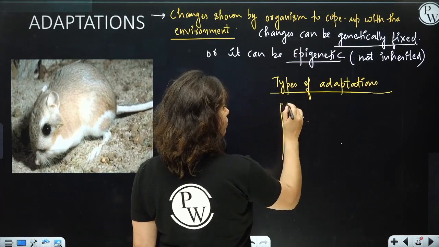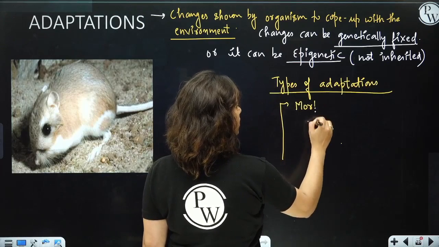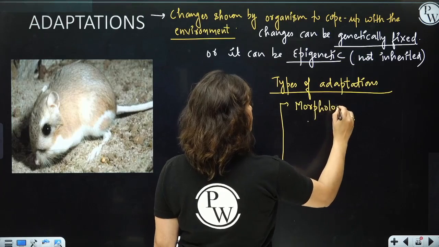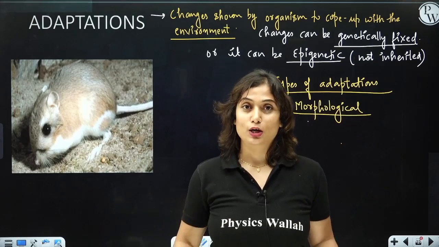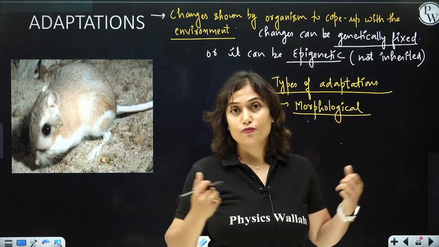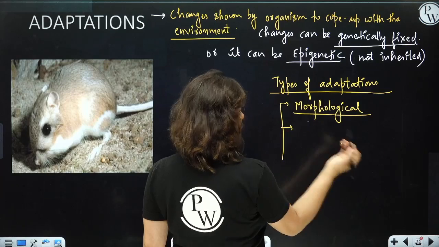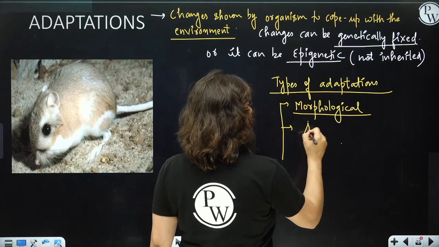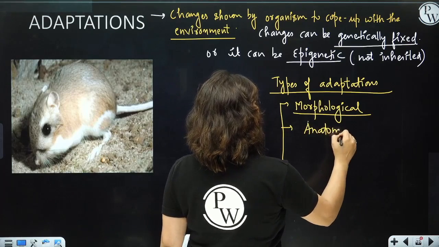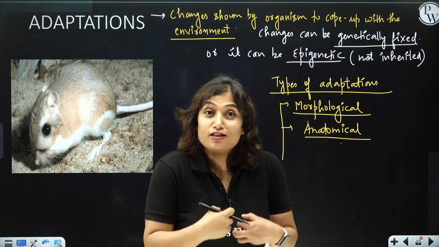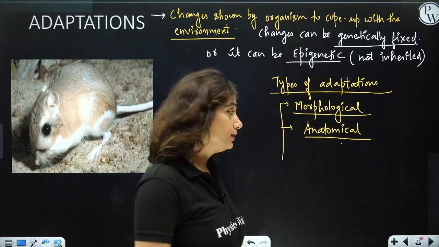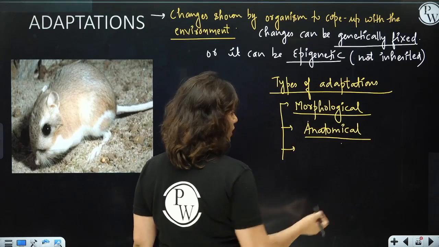Adaptations can be morphological adaptation. Morphological means the organism changes its external appearance to cope with the environment. Then adaptation can be anatomical. That means the organism changes the internal structure because of the environment.